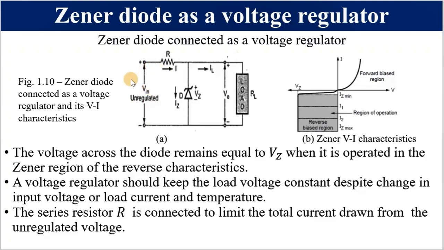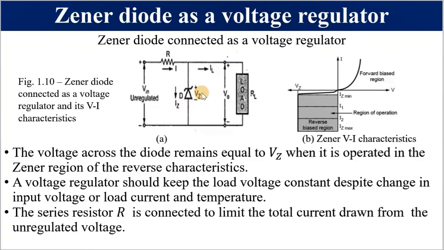So the output of the filter circuit has some little ripples, and these are going to be removed by the Zener diode. And how does it do that? Please take note that the current from our power supply is I, and this is going to split into two. IL stands for load current, and IZ stands for Zener current.